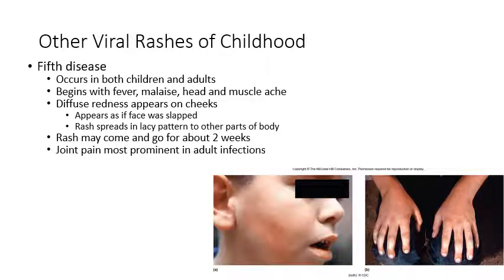All right, so here's fifth disease. This is one that can occur in adults as well, although mostly we see it in children. It starts with general flu-like symptoms, so fever, malaise, headaches, muscle aches, and then you start to see the cheeks getting this rash. Sometimes you'll hear this one referred to as slapped cheek disease because the redness looks as though someone was just hit on the cheek. The rash comes and goes, lasts about 2 weeks. In adults, this is much more painful. In kids, they seem to handle it pretty well. In adults, it can cause some really painful joint symptoms.